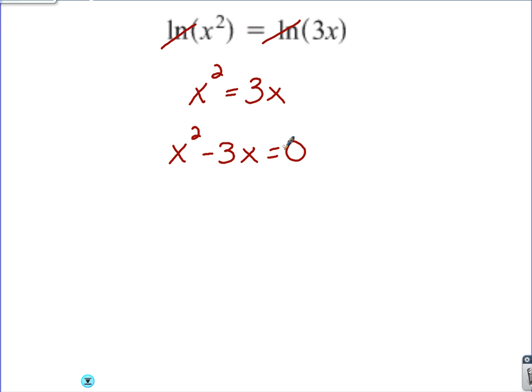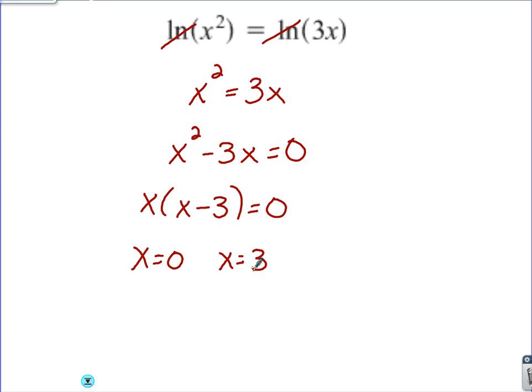We have factoring. And these are the ones that people miss because everybody's saying, well, how do you factor that? There's no constant term. Anytime there's no constant term, pull an x out. You have two answers, x equals 0 or x equals 3.